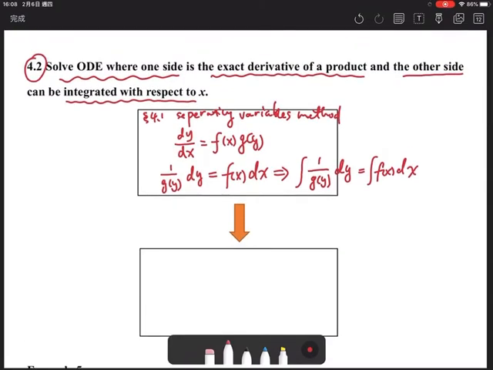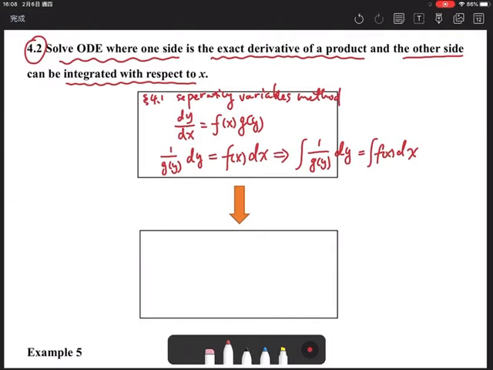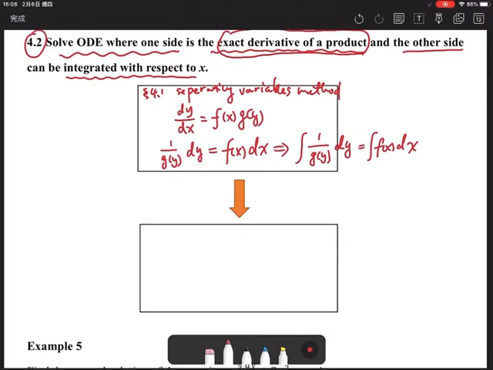Now we are going to learn section 4.2. It says one side is the exact derivative of a product. So let's recall the product rule. The derivative of two functions, d of f times g by dx, equals f times dg by dx plus g, keep g, and then df by dx.